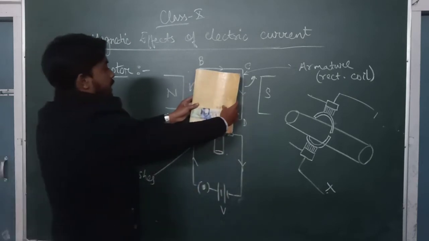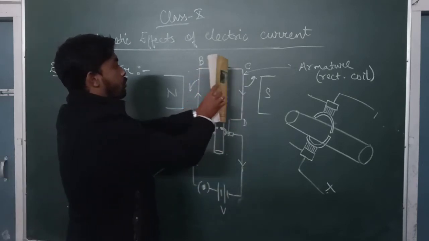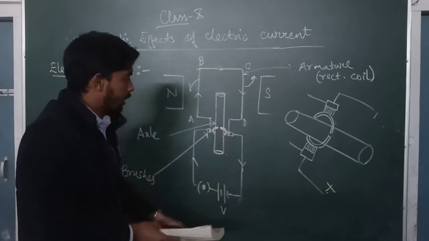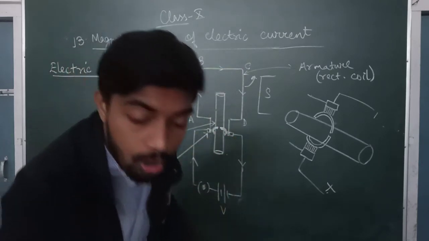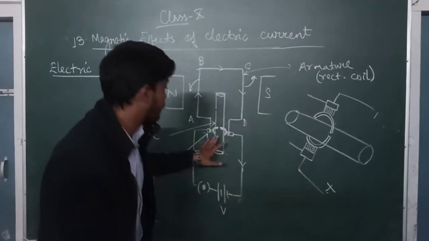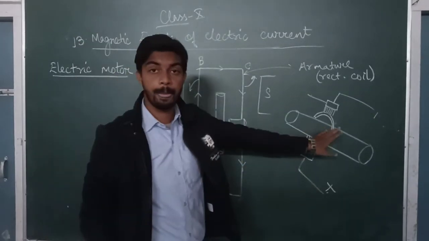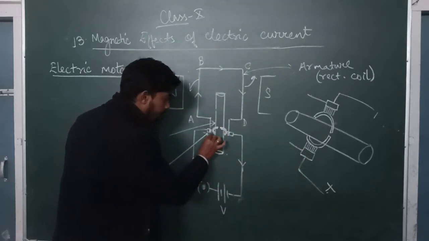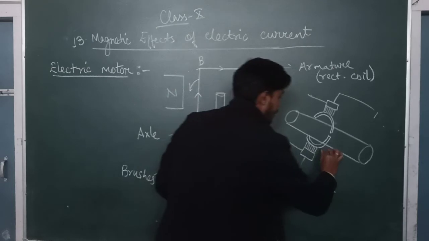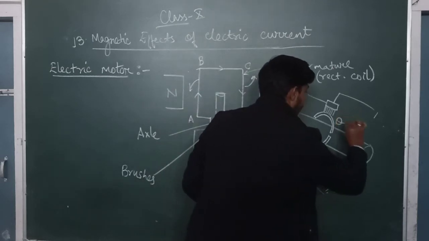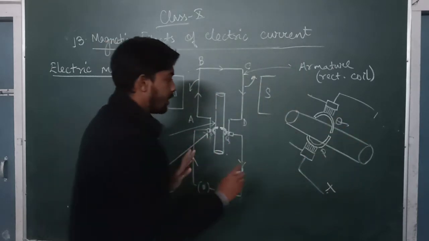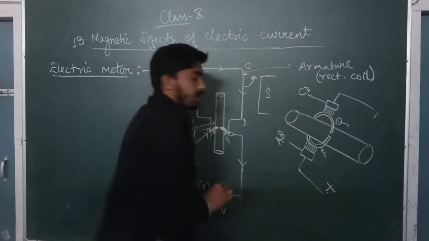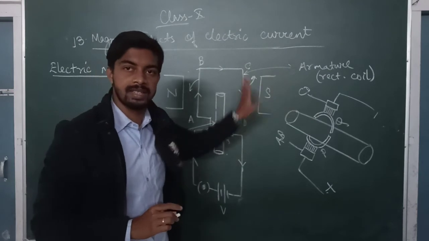So what happens? Side AB flips to where CD was, and CD flips to this side like this. Now comes the work of the split rings. These are the split rings. I am just naming them P and Q. This is P. This is Q. P is connected to side AB, and Q is connected to side CD.